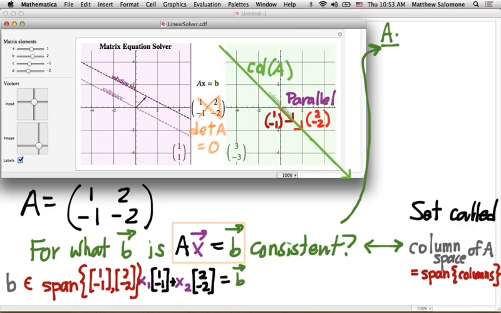So the answer to this question is that those b that make this equation consistent is all b that live in the span of the vectors (1, -1) and (2, -2). So that's one way of writing the answer. It's just writing here's a span of two vectors that gives us the column space of A.